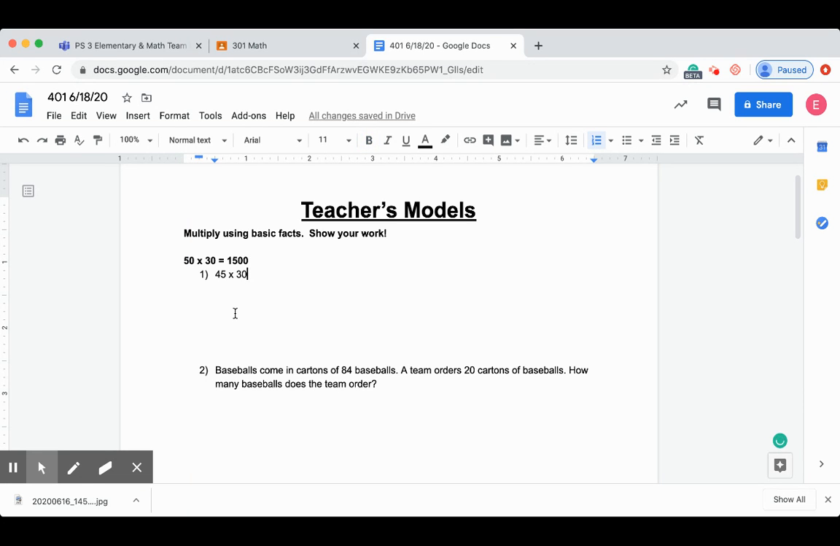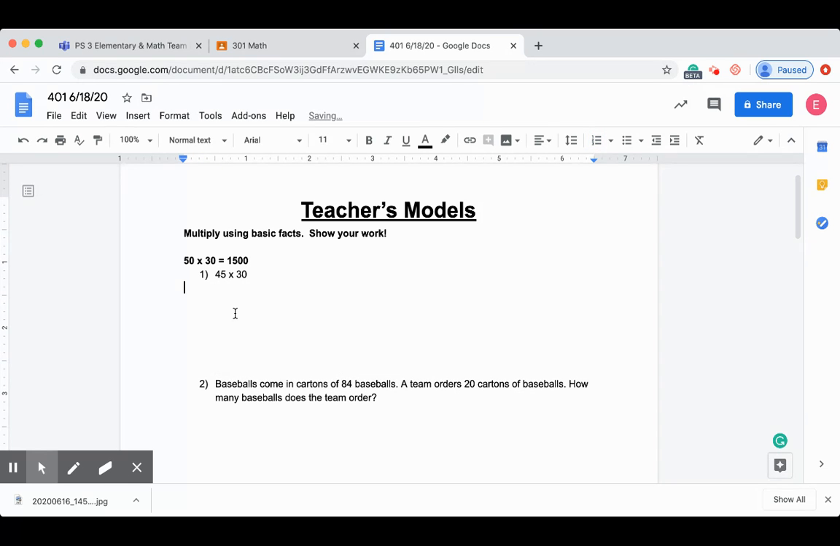So we're going to do the same thing to multiply two-digit numbers. And I'm going to show you exactly how to show your work. So the first problem, one example problem you may see is just 45 times 30. You'll see two multi-digit numbers, and you'll be asked to multiply using basic fact and to show your work.